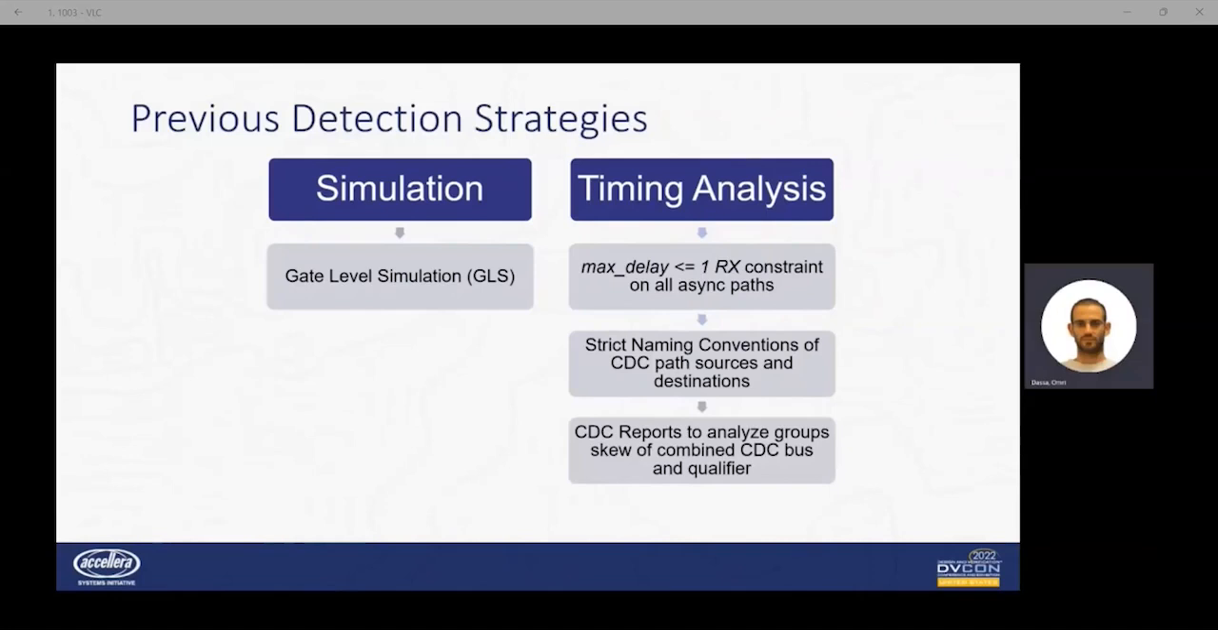The last option that we use is to generate some report from the CDC tool that analyzes all the groups of paths that need to keep the skew requirements, and then try to manually review the reports from SD with the hints that we got from the CDC reports to make sure that the skews are held.